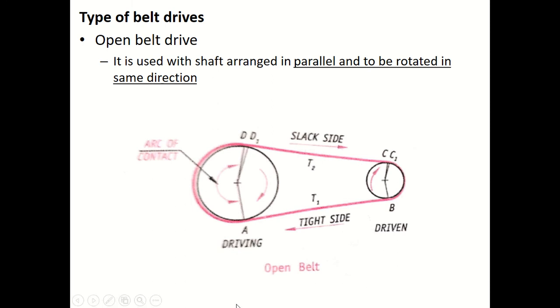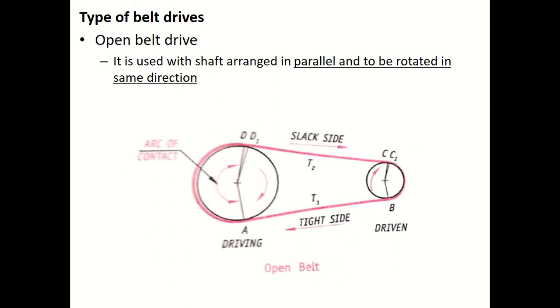You can easily see in this picture, this is shaft number 1, shaft number 2, and it is used when the shafts are arranged in parallel and to be rotated in the same direction. Here, the driver pulley pulls the belt from one side and delivers the same to the opposite side. So hence the tension on the former side will be greater than the latter side. The side where the tension is more, we already discussed, is called the tight side, and the other side is called the slack side.